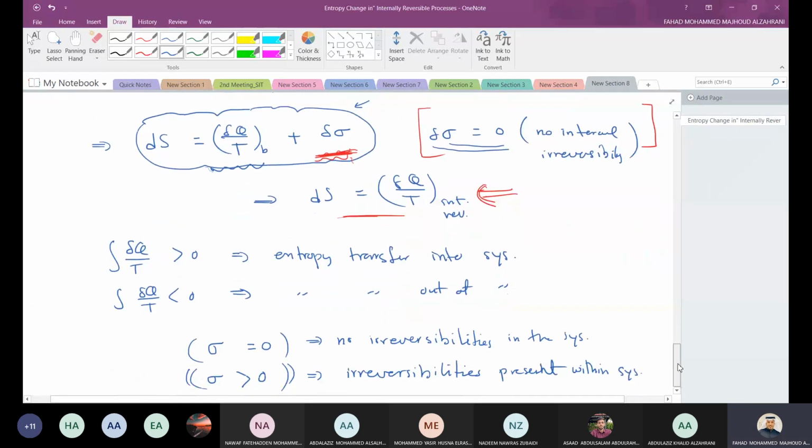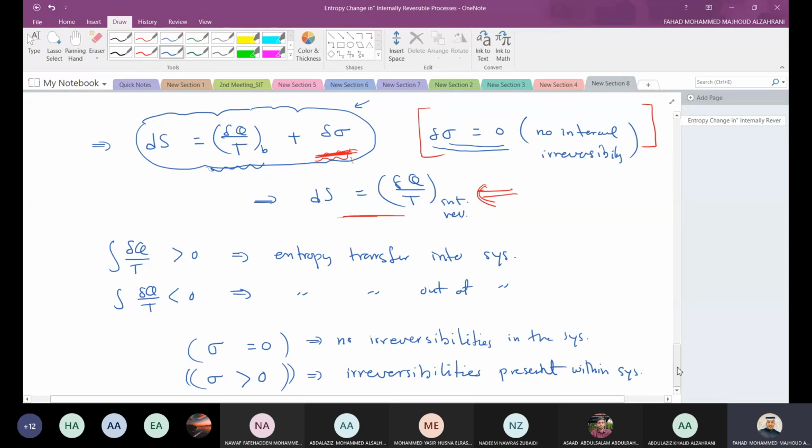The second thing we talked about here is that this integral, the entropy transfer term, which is the integral of dQ over T, if it is positive, it will follow the same convention as the heat transfer, since it is also dQ over T. So when this term is positive, that means entropy will transfer into the system. If you remember, Q is positive when there is heat transfer into the system, and if Q is negative, heat transfer is out of the system. This is exactly the same. If the integral of dQ over T is positive, we have entropy transfer into the system; if it is negative, we have entropy transfer out of the system.